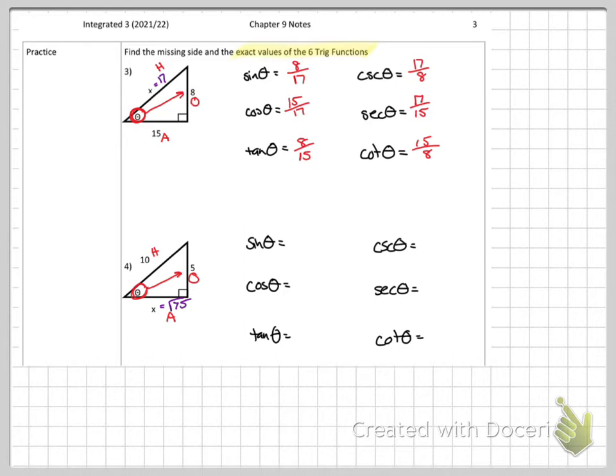Sine, O over H. 5 over 10. This we do expect you to reduce, 1/2. Flip it over and you get 2 over 1, or just 2. You're welcome to put over 1, or you can just write 2. Cosine, root 75 over 10. Flip it over, 10 over root 75. TOA, O over A, 5 over root 75. Flip it over, root 75 over 5.